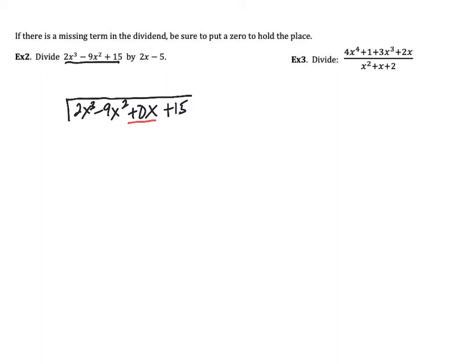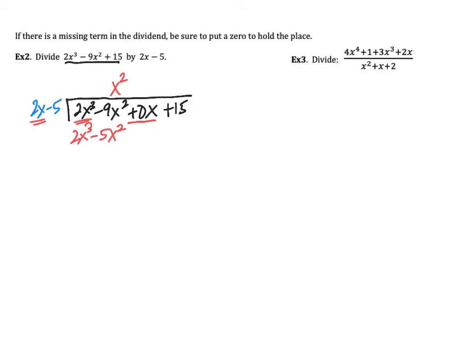So we have an x cubed and x squared. We don't have an x, therefore I'm going to put a placeholder there, a 0x, and then you have your constant of 15. We are dividing this by 2x minus 5, and then I'm going to follow the process that I did before. Step number 1, take the first term and divide it by the first term. So 2x cubed divided by 2x is x squared. Then I multiply through, so 2x times x squared is 2x cubed. Negative 5 times x squared is negative 5x squared.